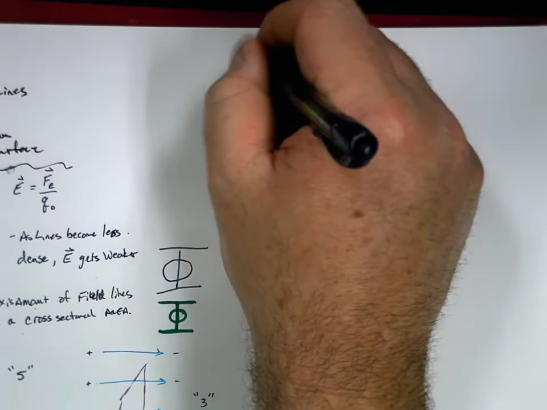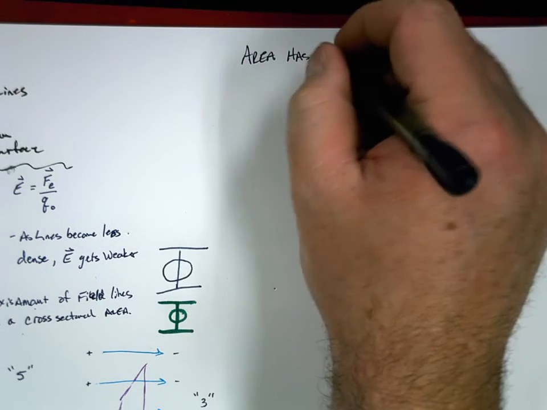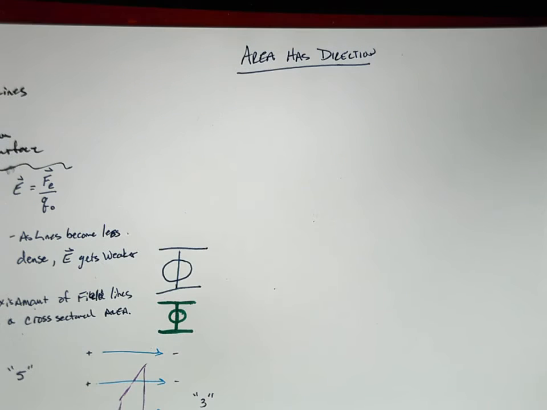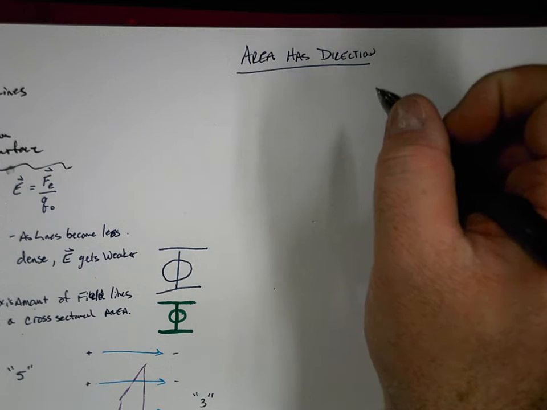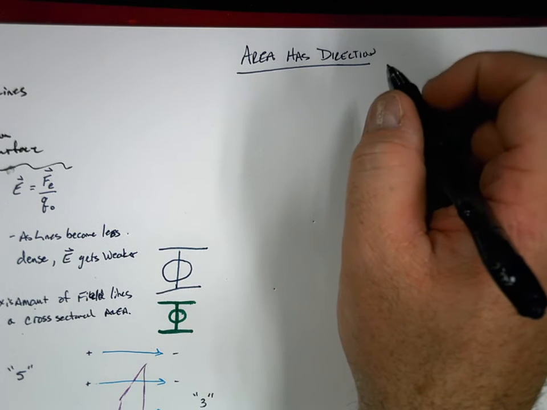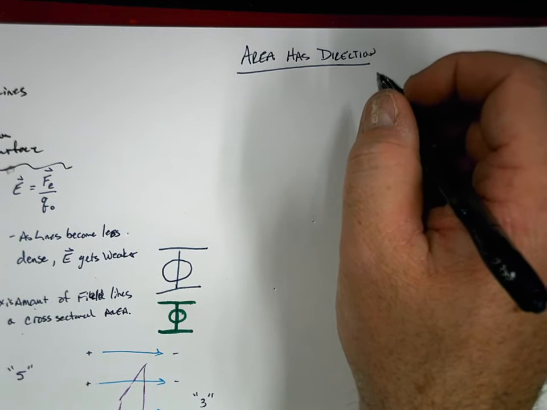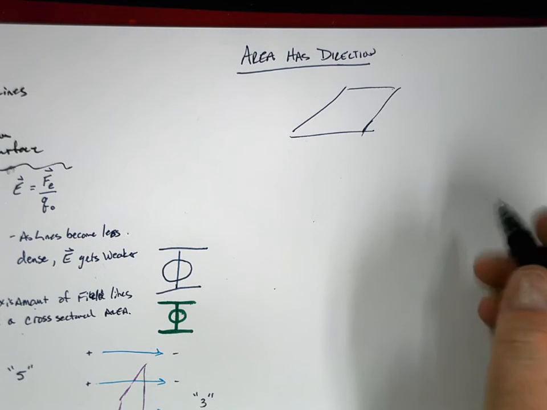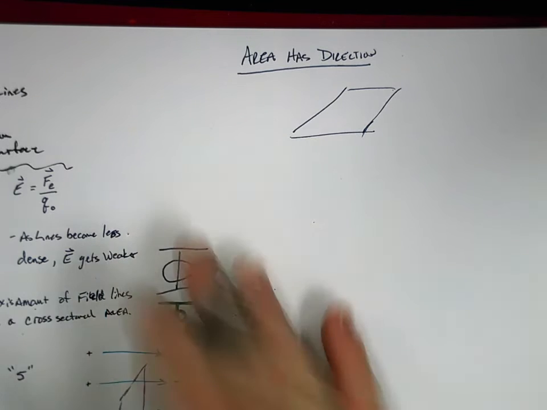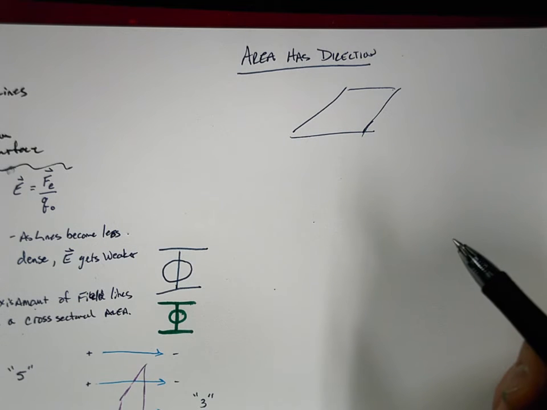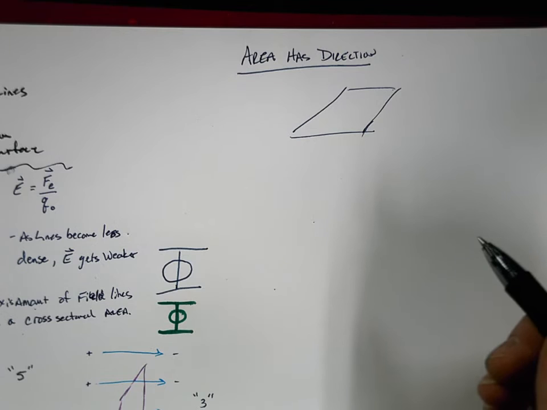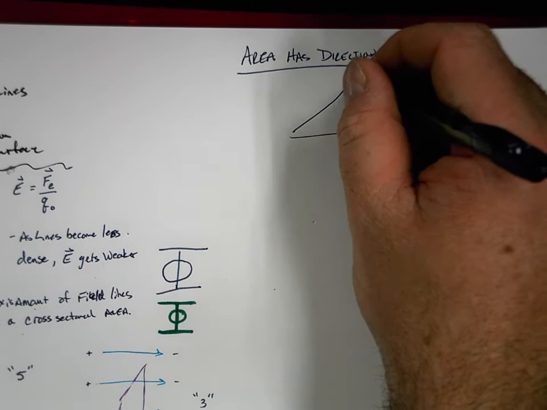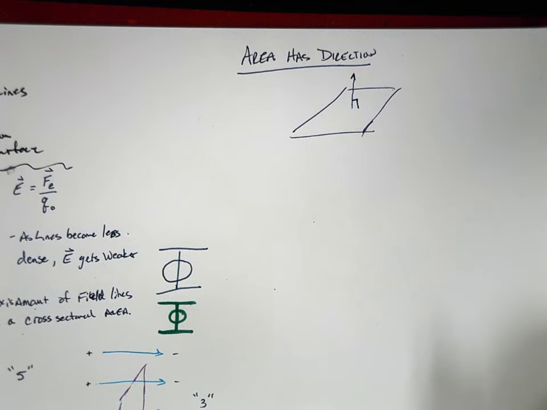Area has direction. This is defined by the magnitude and the direction of the normal vector. So think about this. If you have this area right here, if it's a uniform area, we'll consider it flat for now, then there is a particular direction that is unique to that plane, and it is the normal vector.